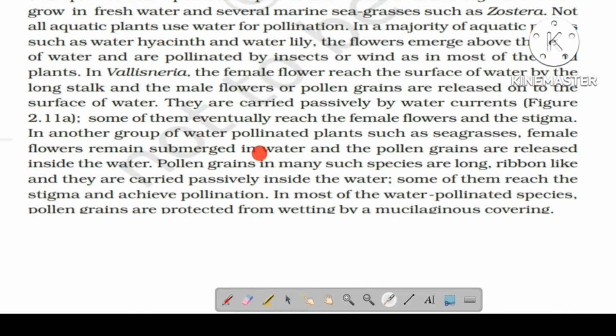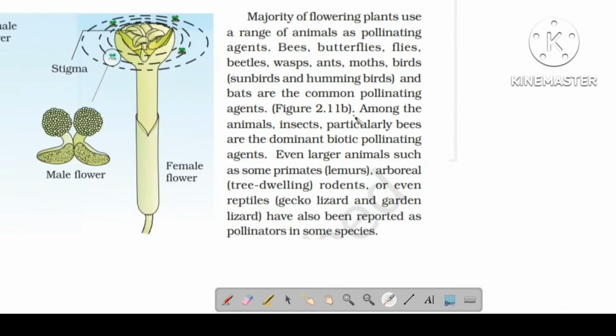In another group of water-pollinated plants, such as seagrasses, female flowers remain submerged in water and the pollen grains are released inside the water. Pollen grains in many such species are long, ribbon-like, and they are carried passively inside the water. Some of them reach the stigma and achieve pollination. In most of the water-pollinated species, pollen grains are protected from wetting by a mucilaginous covering.